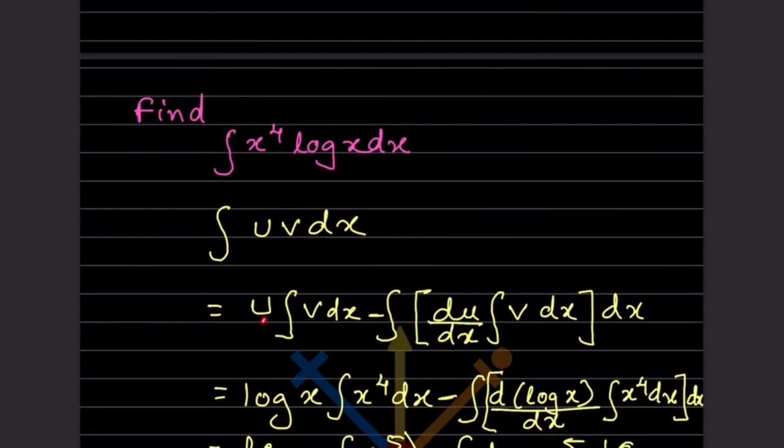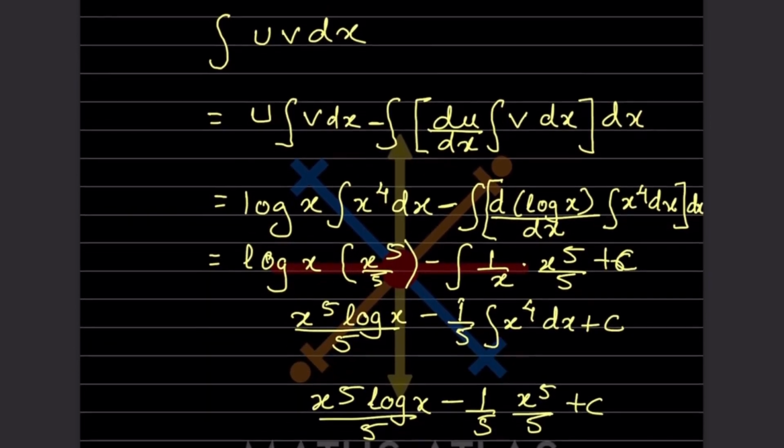So now what will we do? In place of u, first we will consider this as u, so that will be log of x, times the integration of v, which is x raised to 4 dx, minus the integration of d by dx of u, which is log of x, times the integration of v, that is x raised to 4 dx, and this is dx.